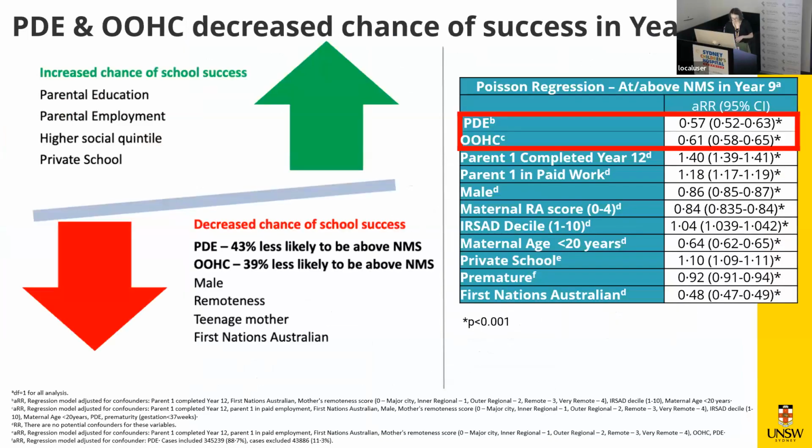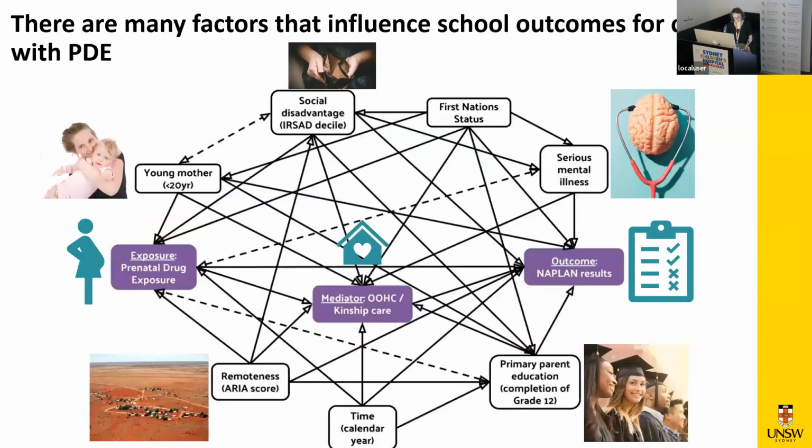Using regression analysis, we found that PDE and out-of-home care were each independently associated with a reduced chance of school success in year 9, even when adjusted for multiple potential confounders. Children with PDE were 43% less likely to be above standards, and children in out-of-home care were 39% less likely to be above standards. There were a range of other factors associated with poor school performance, and we showed that parental education and employment and social advantage increased chances of success.